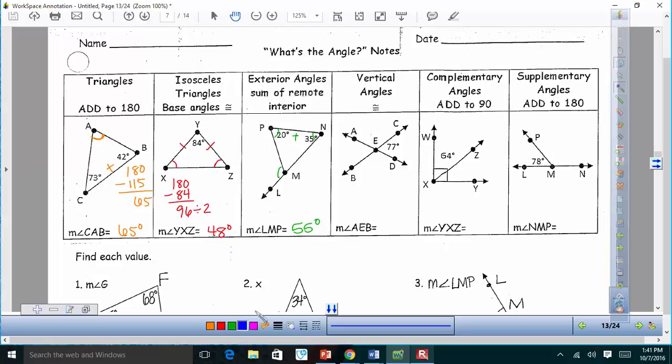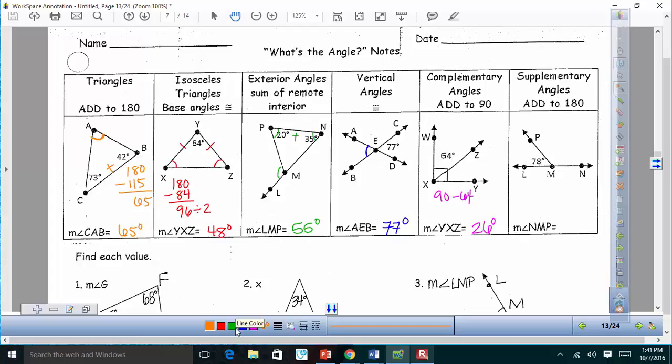Okay, vertical angles. That's actually from last nine weeks. What do we know about vertical angles? They're equal or congruent. So AEB, this angle right here, since it's vertical to 77, it would be 77. Very good. Complementary, we learned that too, means that they add to 90. So if this whole thing, WXY, is 90, and piece WXZ is 64, how would I get ZXY? 90 minus 64. Very good. And so that would be 26 degrees.